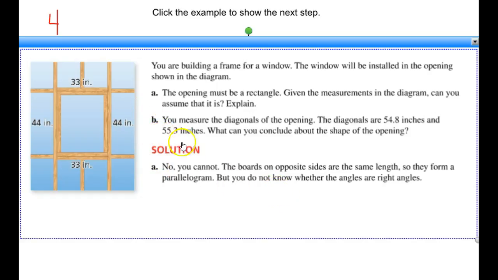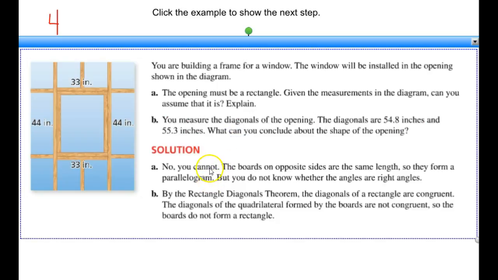So let's look at part B. So I measure the diagonals of the opening. So my diagonals are 54.8 inches and 55.3 inches. What can you conclude about the shape of the opening? Well, based on my last theorem, I know that if this was a rectangle, my diagonals would be the same. And you can see that they're not. So I just can say that this is not a rectangle because the diagonals are not the same.